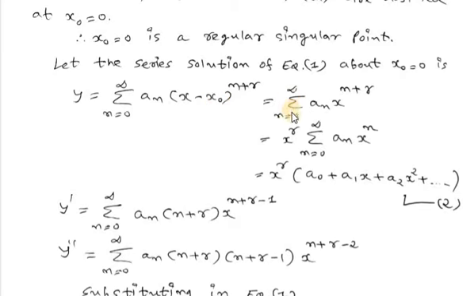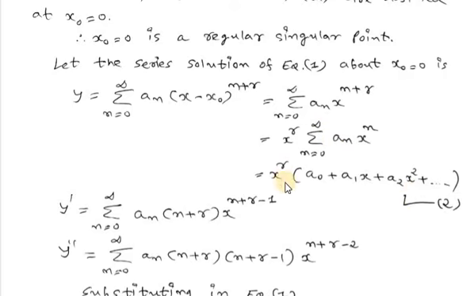So we have sigma n equals 0 to infinity a_n x^(n+r). Separating x^(n+r) into x^r and x^n, it will become x^r sigma n equals 0 to infinity a_n x^n. Now expanding this term from n equals 0 to infinity, we will write down only three terms.